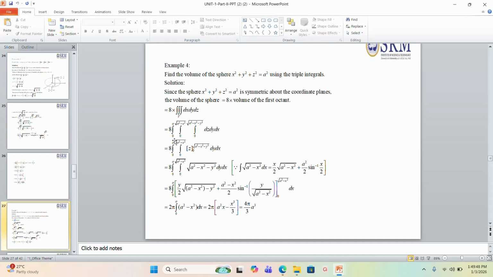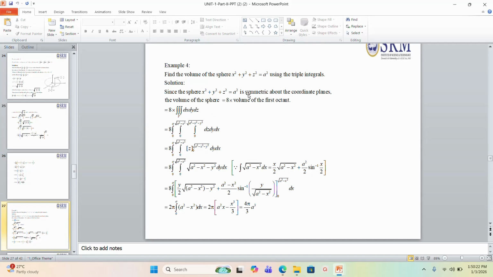So now what is x? Here put y and z equal to 0, we can have the x limits. So x square equal to a square, x is equal to plus or minus a. And if you go for the first octant, first quadrant, x limits are 0 to a. Next is the y limit. So for the y limit, put z equal to 0: y square equal to a square minus x square. What is y? Square root of a square minus x square.